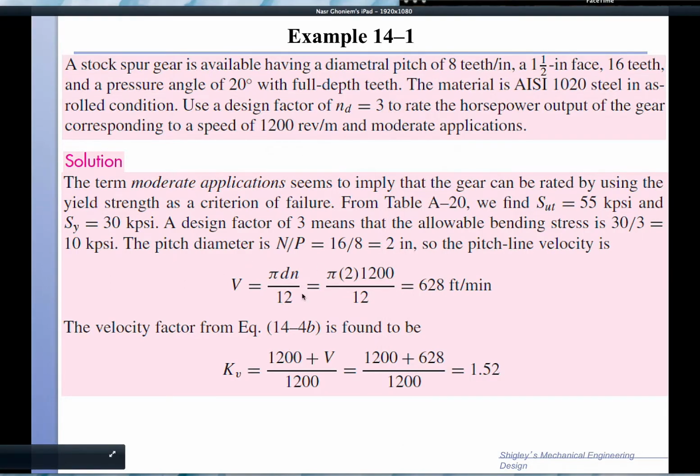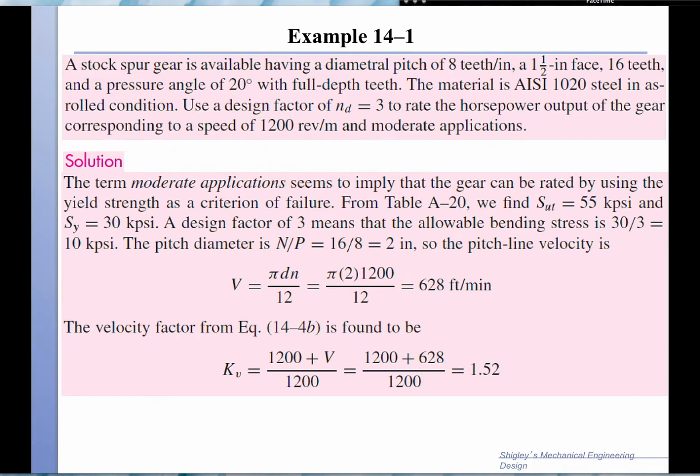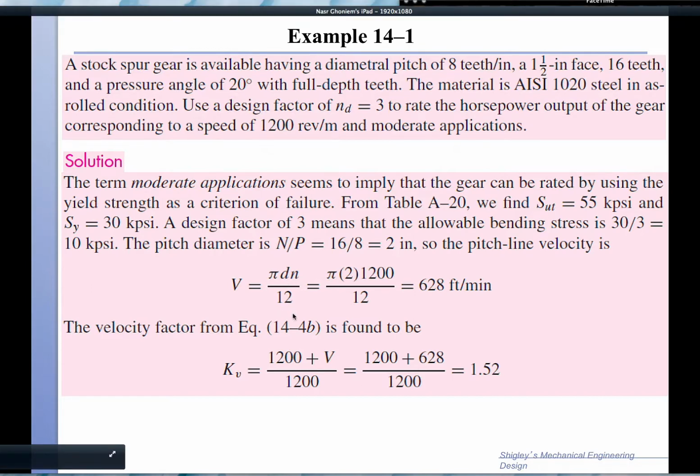So the pitch line velocity is 2 pi Rn or pi dn. In every revolution n, you get a pi d length, and that's in inch per minute. And if you divide by 12, you get it in foot per minute. So we have 628 foot per minute. And the velocity factor is given because the steel is good steel, 1020 steel. So you have a velocity factor of 1.5.